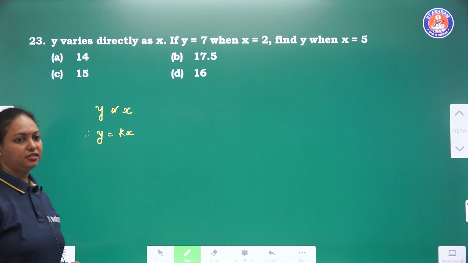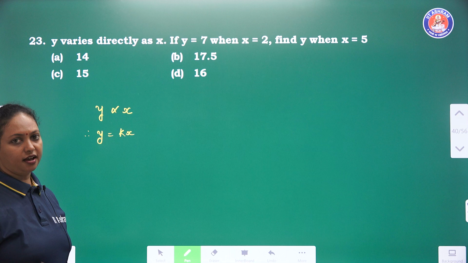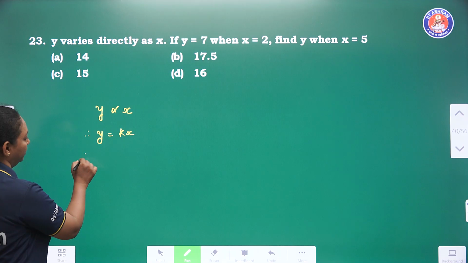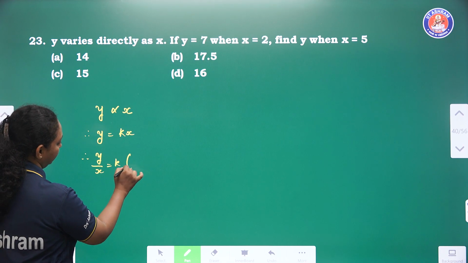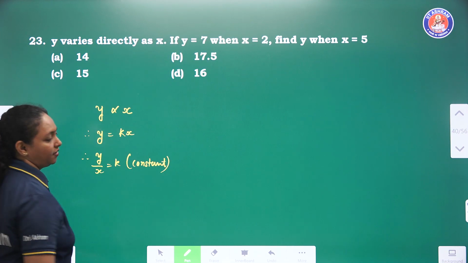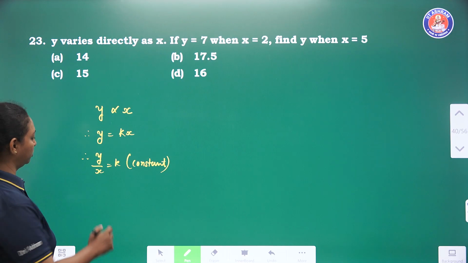ये proportion क्या होता है? तो proportion सिंपल सी चीज़ होती है. डायरेक्ट proportion है तो दोनों क्वांटिटी का रेशियो सेम रहेगा. राइट. proportion मतलब व्हाट? इक्वालिटी ऑफ द रेशियो. Therefore, Y upon X is equal to K, and here K is used as a constant. ये वैल्यू क्या रहेगी? कांस्टेंट रहेगी, because it is division of both the quantities.